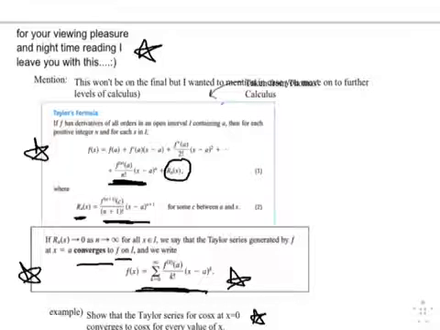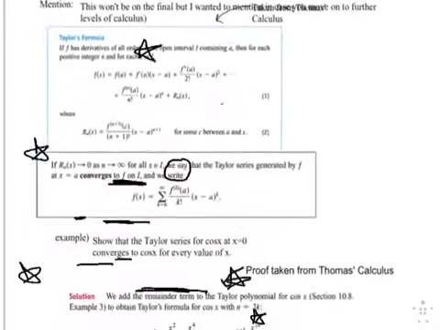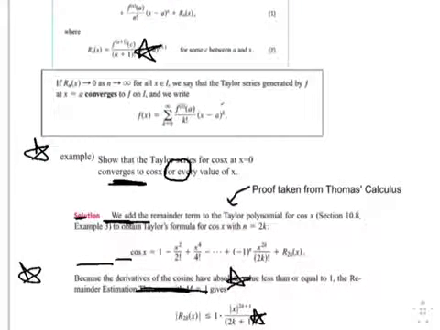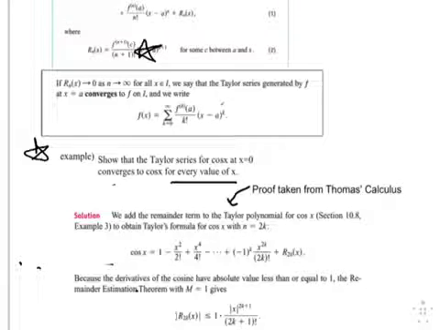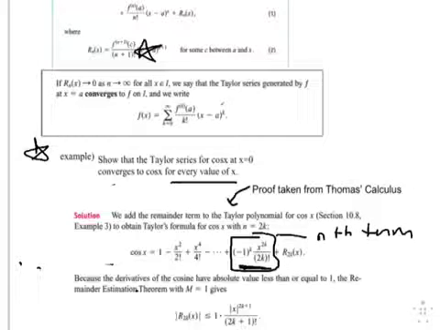And so I left you with this lovely nugget of thought here. Let me scoot this down. Erase all my writing there. This proof is taken from Thomas's calculus, and we show that the Taylor series for cos x at x equals 0 converges to cos x for every value of x. I like to think of it as sort of the inductive step. Once you get that pattern recognition and you realize what the nth term looks like, then the next term would be like the n plus first term, or here we're using k's instead of n's, or the k plus first term.